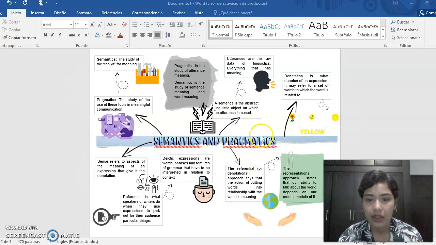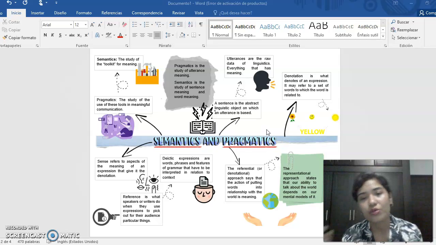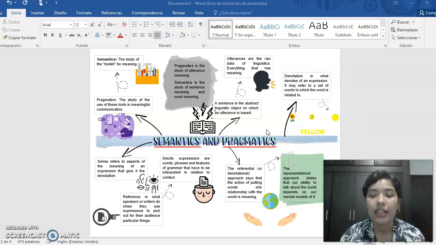Now, the referential or denotational approach to meaning says that the action of putting words into relationship with the world is meaning. So the way we form meaning is by hooking words onto our world. And the representational approach says that our ability to talk about the world depends on our mental models of it, how we represent the world in our mind. So in a way, we create the world in our mind.